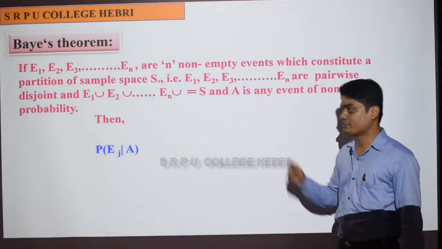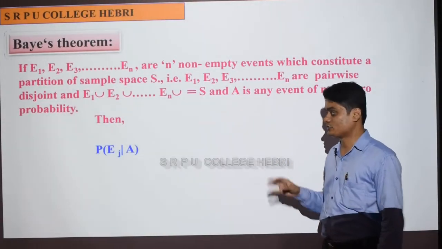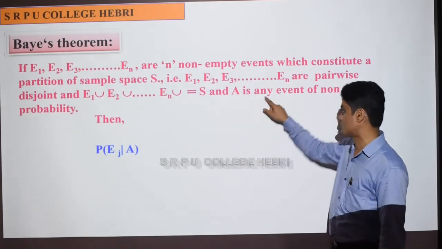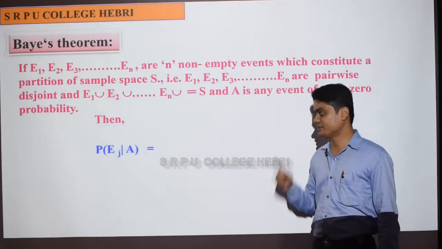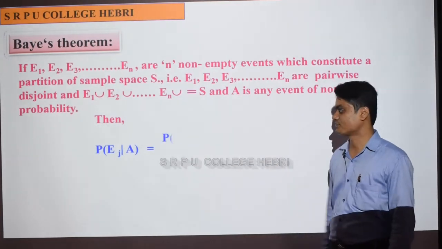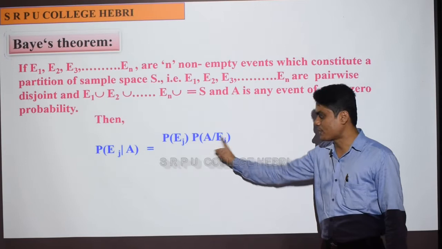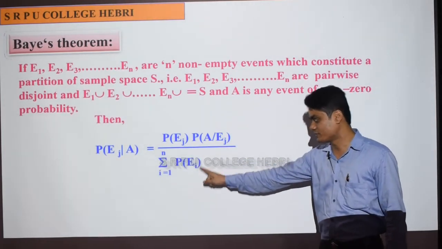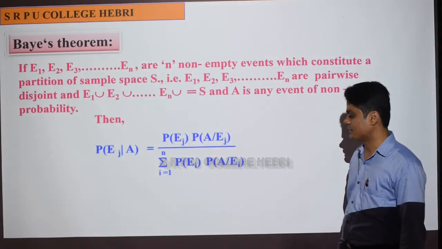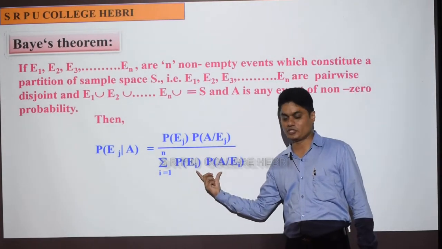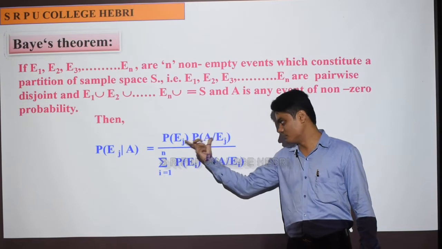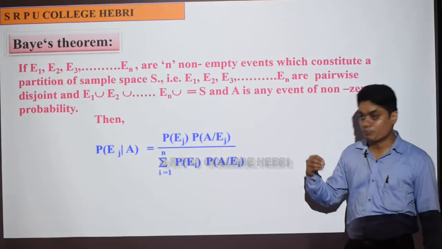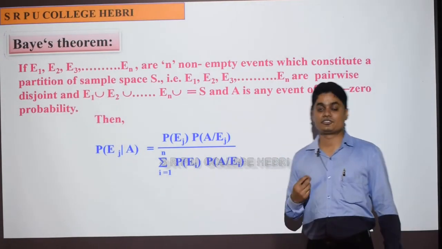And if you want to find the probability of Ej given A, that is, the probability of one of the partition events under the condition of event A, then the theorem says that you can find it like this: probability of Ej into probability of A given Ej, divided by the summation over i from 1 to n of probability of Ei into probability of A given Ei. This is nothing but P of A, which you saw in the last concept. So this divided by probability of A gives the probability of one of the partitions under the restriction of A.